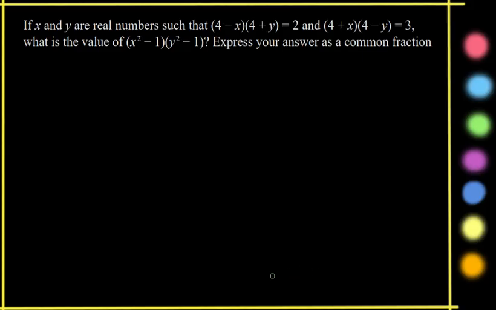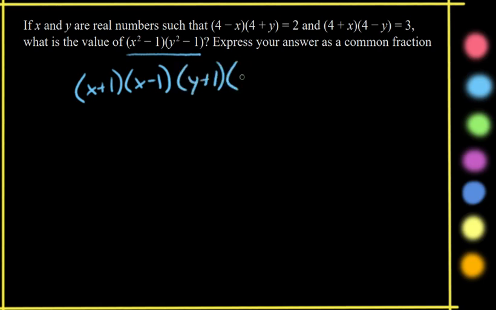So really the key here is to find all the right substitutions. One thing you can start with is factoring this out. This x squared minus 1 is x plus 1 times x minus 1, and then you've got y plus 1 times y minus 1.